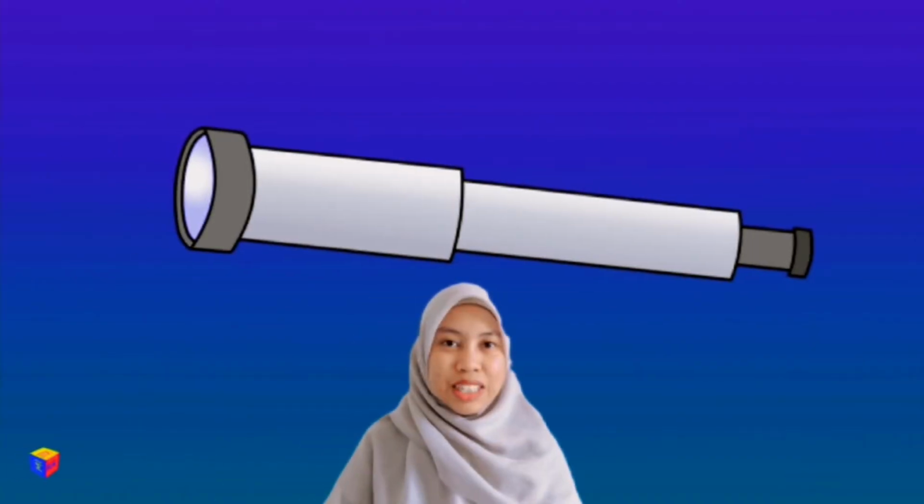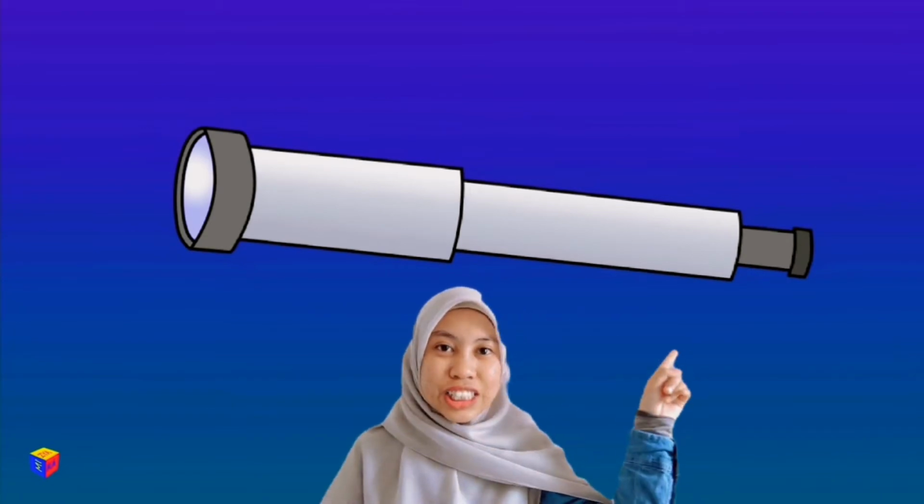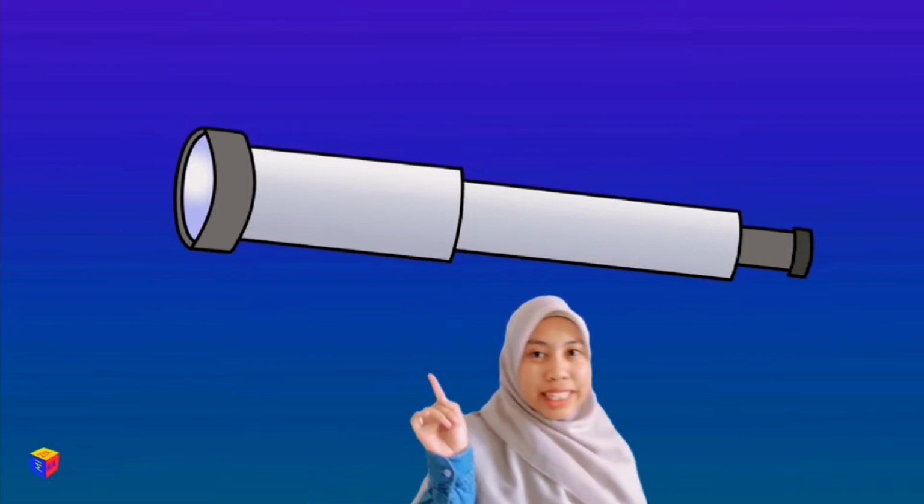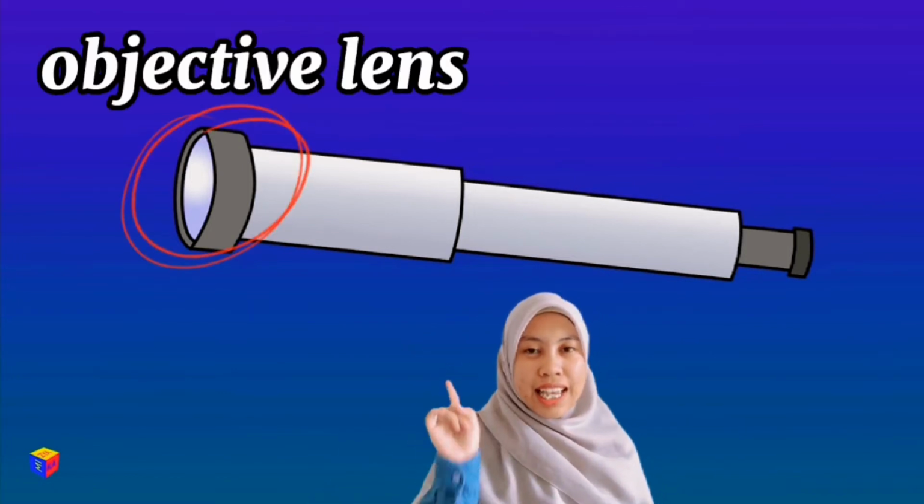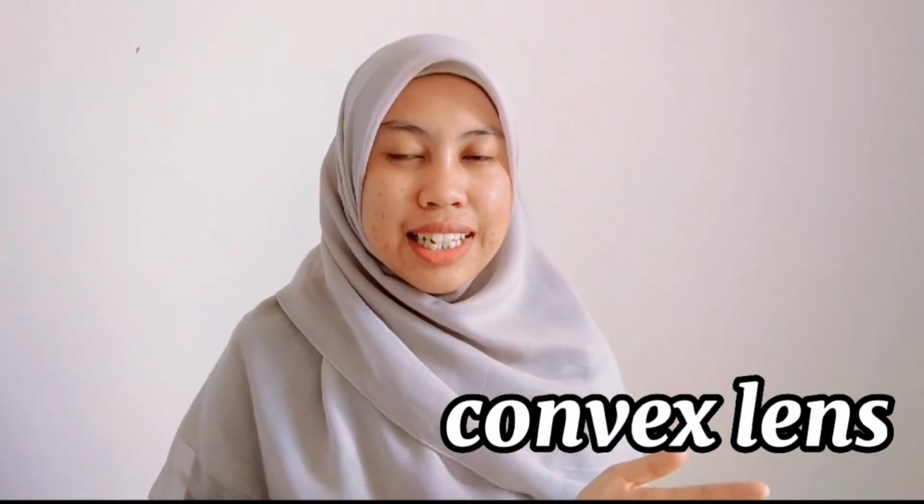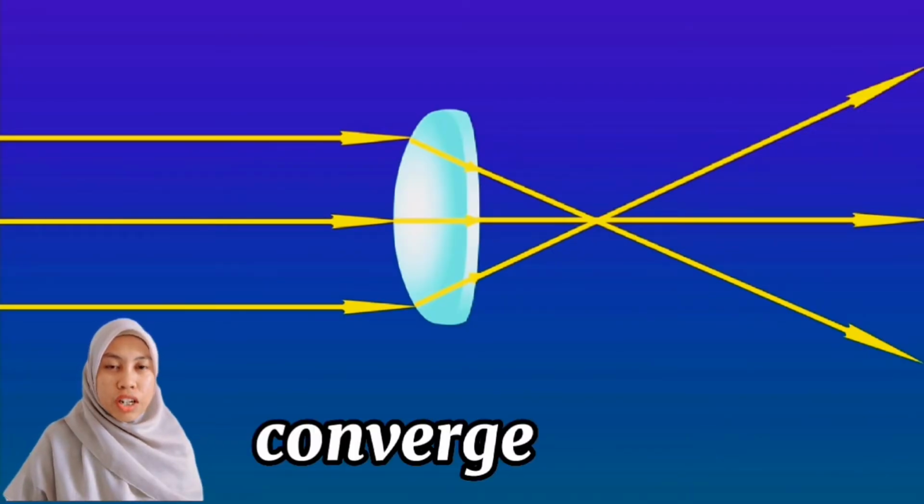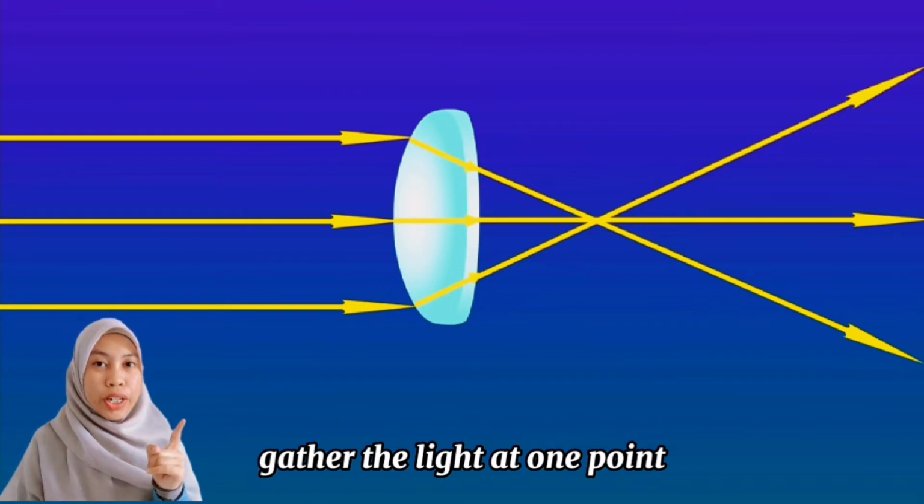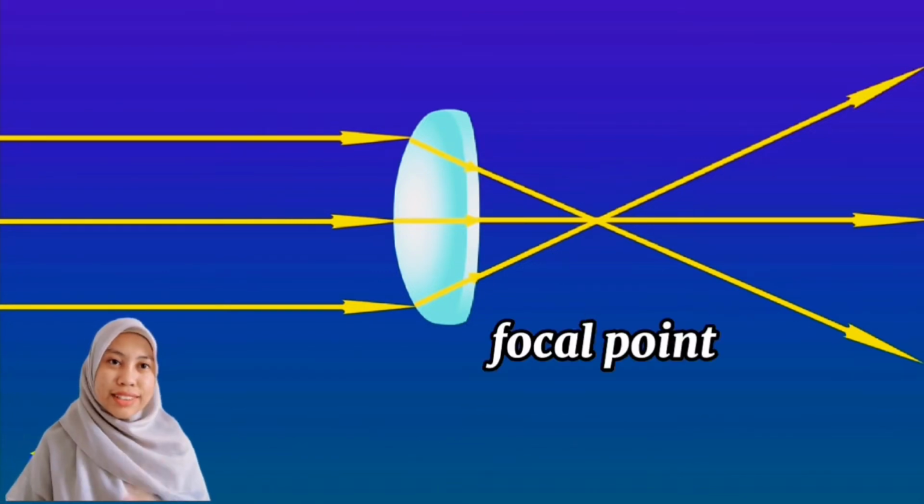Do you know how a telescope works? What happens when the light passes through the lens? Let me tell you. Firstly, this is the tube of the telescope. It has two lenses. The big one is the objective lens and the smaller one is the eyepiece. The lens used in a telescope is a convex lens, since it can converge or gather the light passing through it at one point we call the focal point.